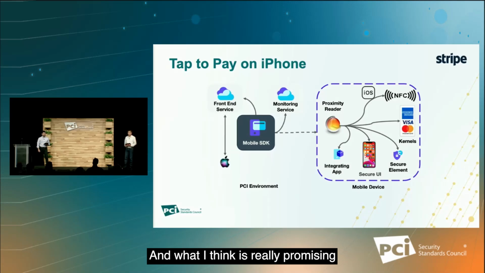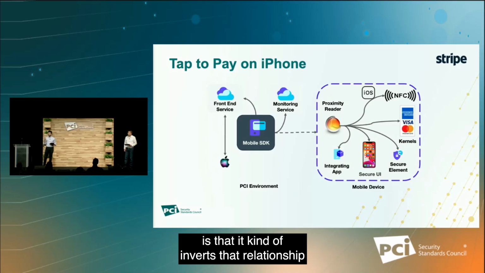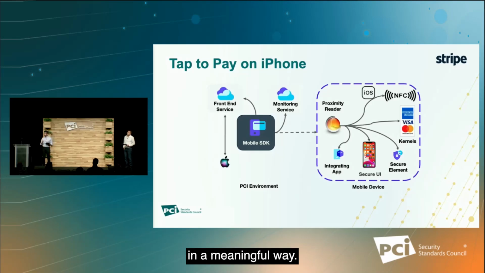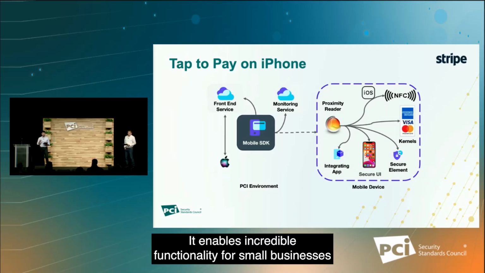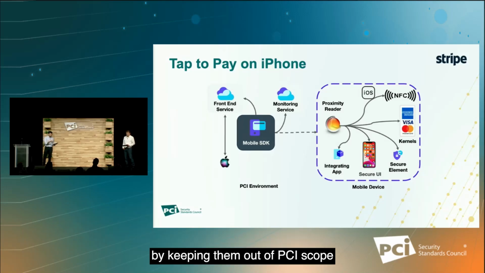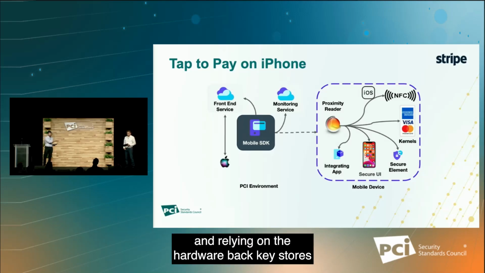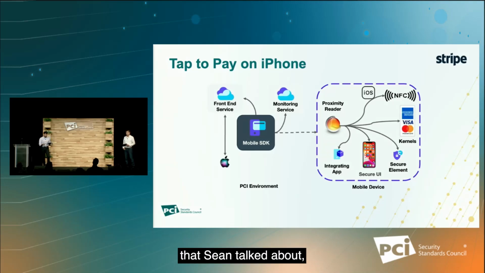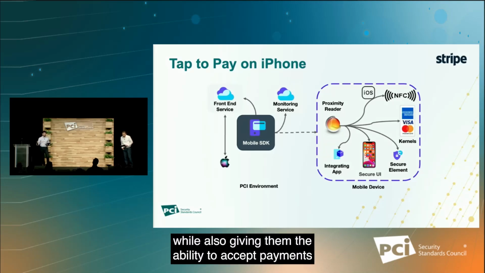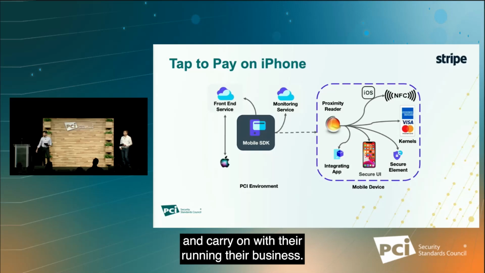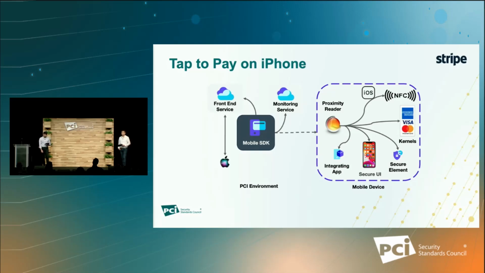And what I think is really promising about solutions like Tap to Pay is that it inverts that relationship in a meaningful way. It enables incredible functionality for small businesses by keeping them out of PCI scope and relying on the hardware-backed key stores that Sean talked about, while also giving them the ability to accept payments and carry on with running their business.